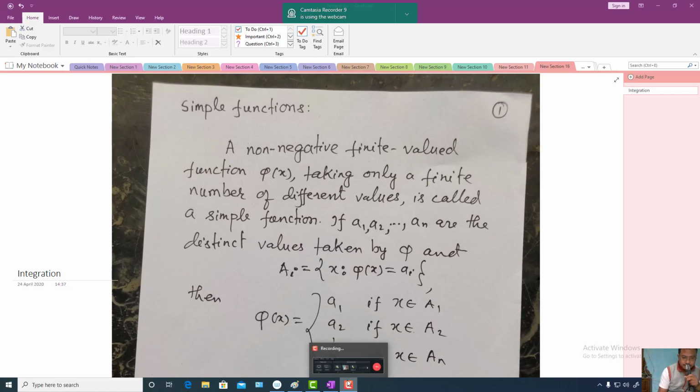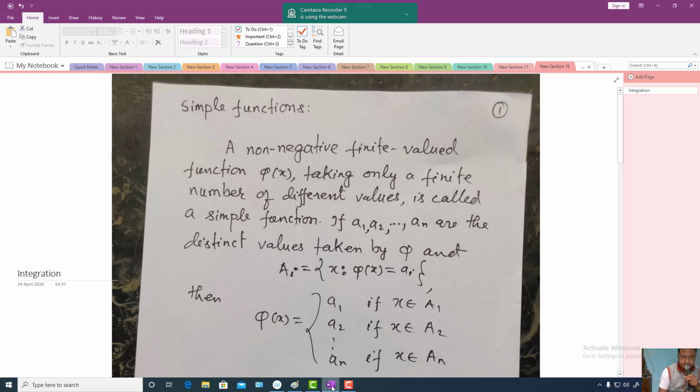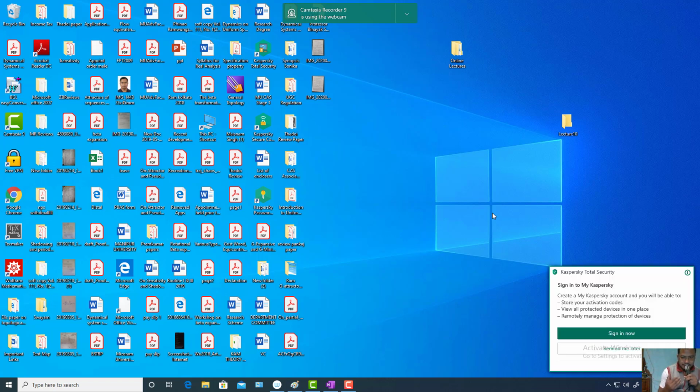My dear student, today let us discuss integration. Everyone knows how to find out integration. So in our class 11, 12 standard, we have discussed integration, and here we are going to define integration in the Lebesgue sense. Lebesgue integration is the generalization of the concept we did in our lower classes.